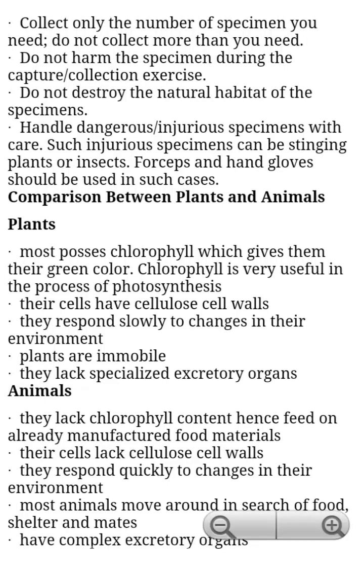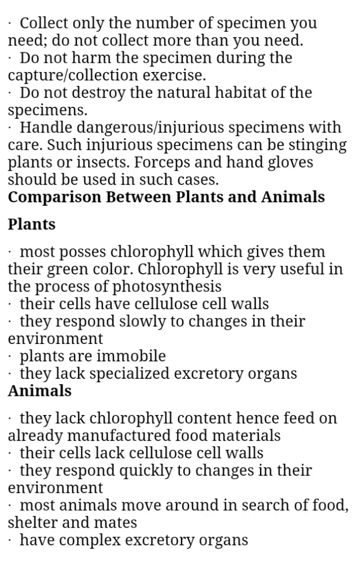So now, let's look at the comparison between plants and animals. Let's differentiate between plants and animals. Plants mostly possess chlorophyll, which gives them their green color. Chlorophyll is very useful in the process of photosynthesis. Their cells have cellulose cell walls. They also respond slowly to changes in the environment. Plants are immobile. They also lack specialized excretory organs.